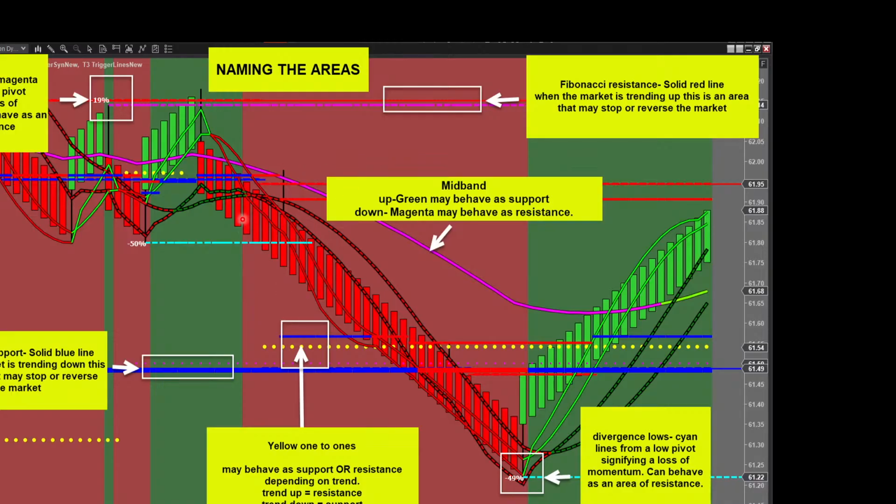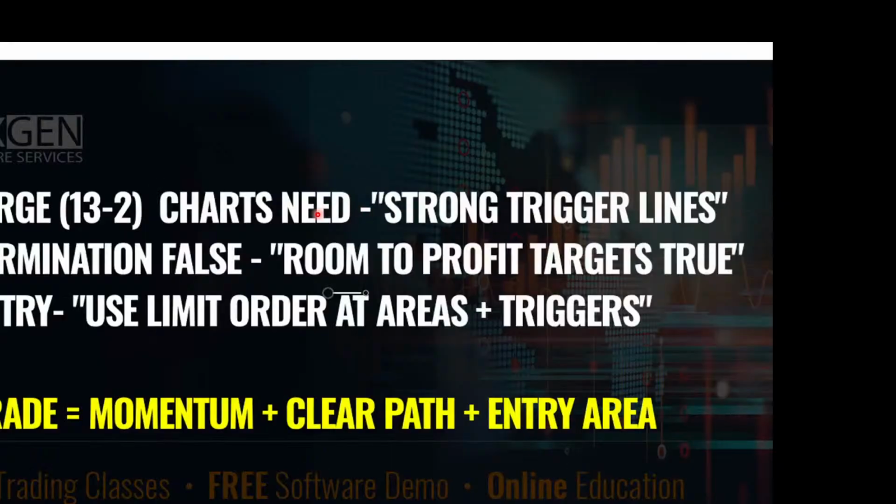That's it. So take this picture. You're going to get this PowerPoint at the end of the day. Take it, learn the area names, because we're going to use them to identify 3 rules. That's it, just 3 rules. That's all it takes to get that edge with the high probability trend trade. That's all you need. So each rule, when true, creates an advantage. Rule number 1 says that the large chart, the 13-2, has to have strong trigger lines. The advantage produced from strong trigger lines, we're just going to call it momentum.